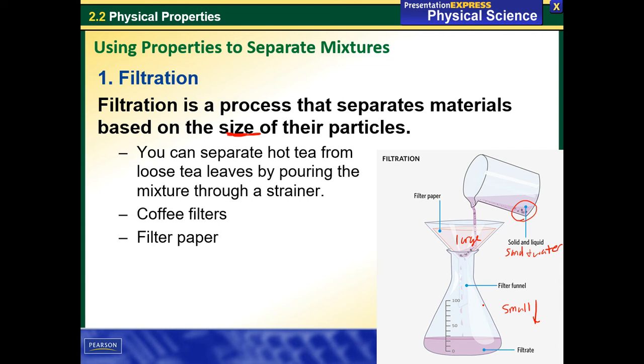This is an example of regular filtration in class with sand and water, but you do it in your everyday life. For example, if you use tea bags, you can separate hot tea from loose tea leaves by pouring them through a strainer or using a tea bag. People who make coffee have to buy coffee filters so the coffee grinds don't get into their drink that they're drinking in the morning. And then filter paper, such as in lab.